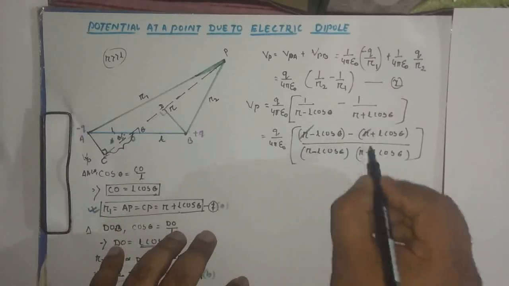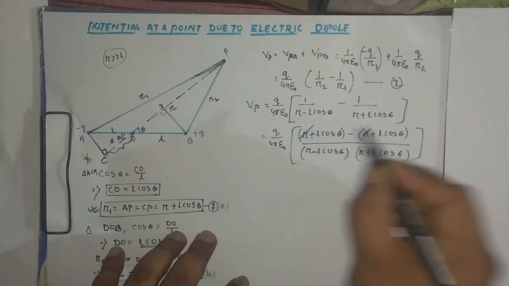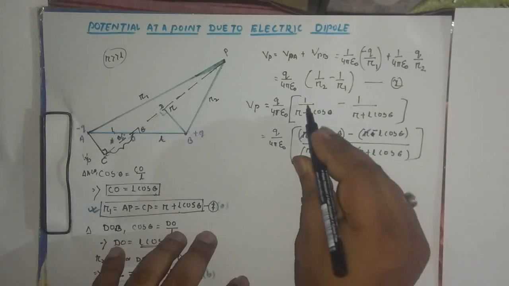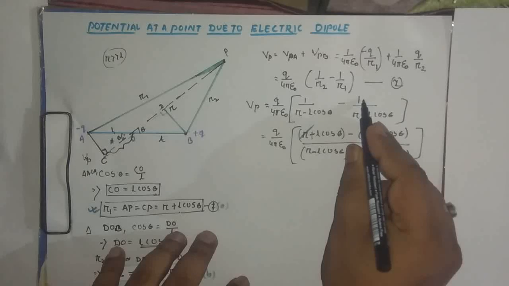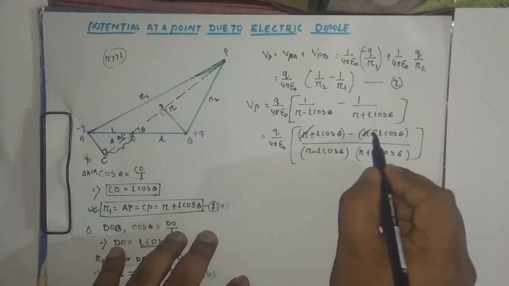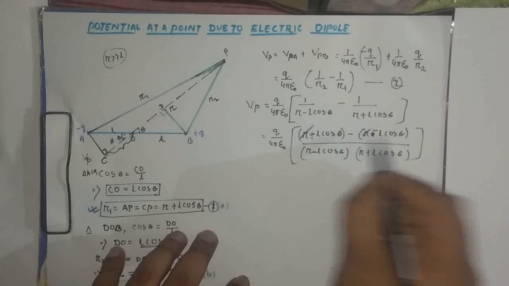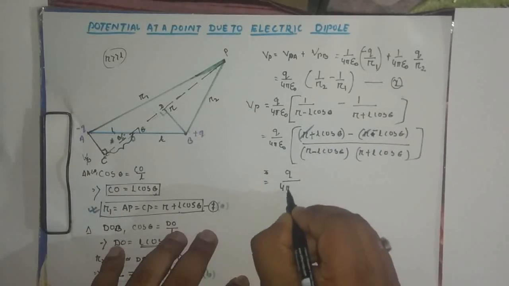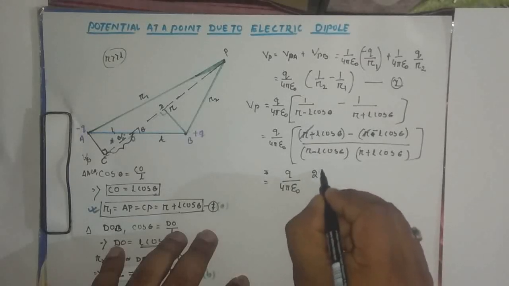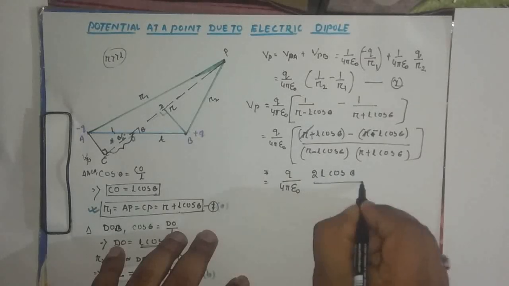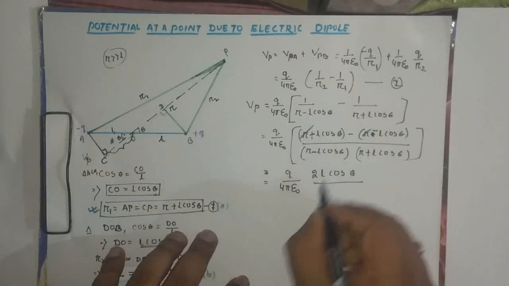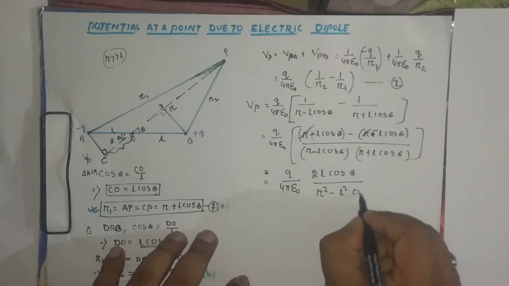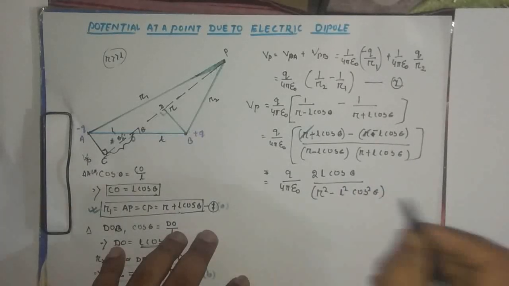Little bit mistakes I have done. In this case it will be r plus L cos theta, and in this case it will be r minus. So here r plus L will be multiplied, here r plus L will be multiplied. So minus minus will become plus, so this will be 2L cos theta. So I will get it here, q by 4 pi epsilon naught, 2L cos theta by, this is a plus b into a minus b, a square minus b square formula, r square minus L square cos square theta.